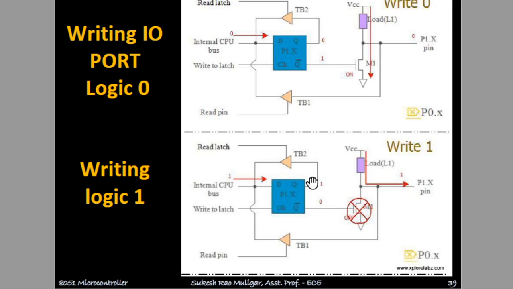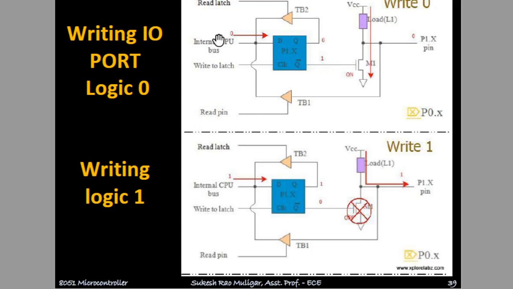Let's see how we can write a value to this port, whether it is logic 1 or logic 0. How can you write? So what happens during that? Whenever you want to write a logic 0 to the IO port, the data bus will have 0 here, and a clock signal is generated. So this 0 will travel to the other side, which is the D flip-flop. So this becomes 0 and this becomes 1. Now this is 0, this is 1. So now the MOSFET is on.